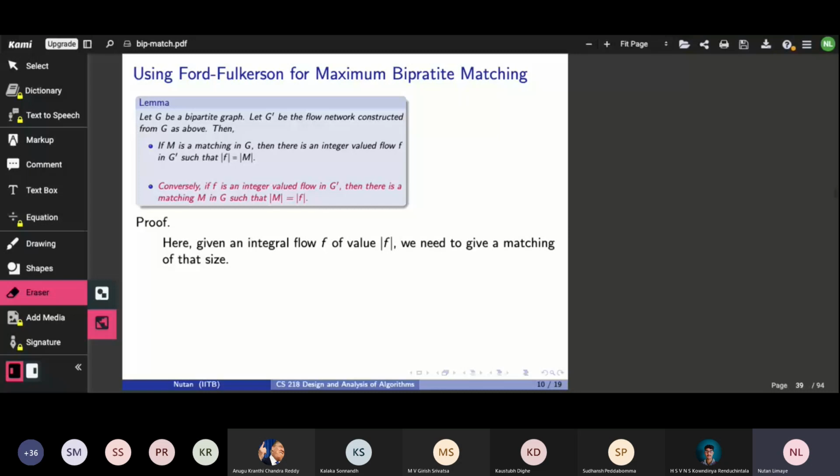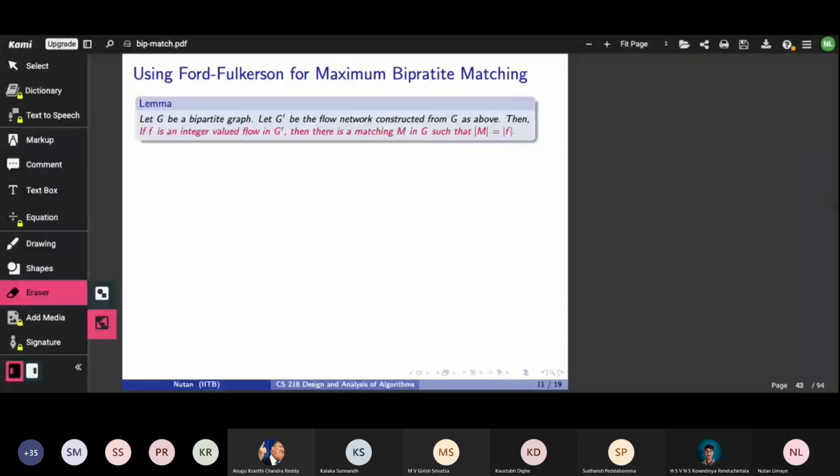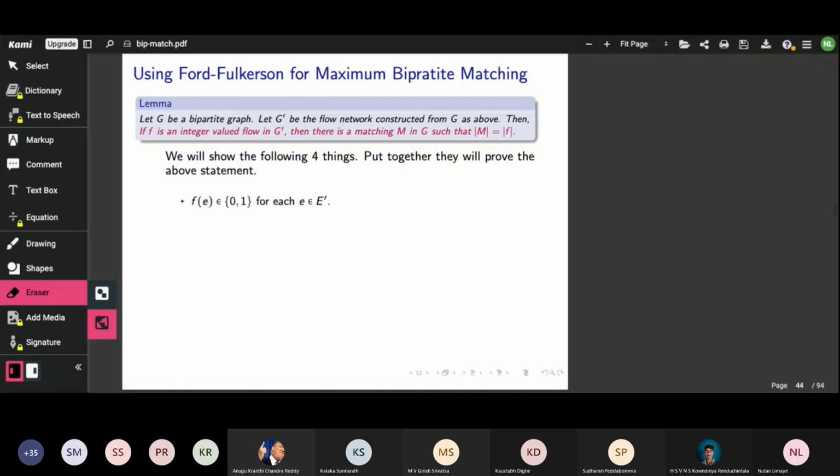Here we are given an integral flow f of value cardinality f. What we are going to do is make 4 simple observations, and when we put these 4 observations together, that will give us the proof of this part. So let me describe the 4 observations we make. Just to recall, this purple line is what we need to prove.